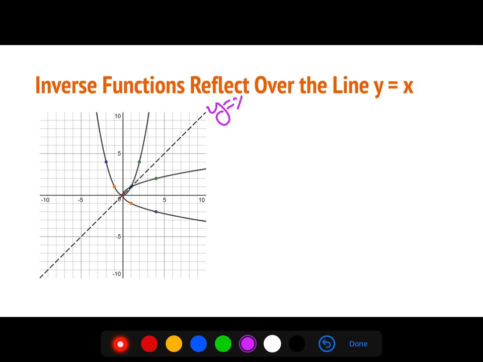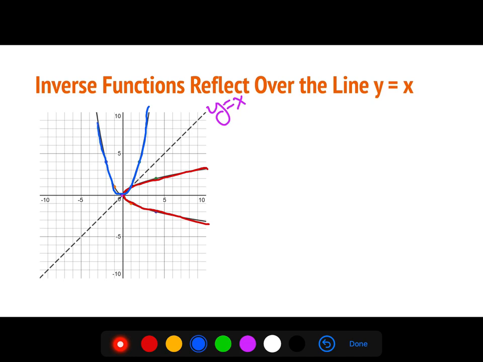And here's the picture. Now, this line right here that's dashed is the line y equals x. That means it goes through (0, 0) and has a slope of 1. So that line is special, and all of our inverses will reflect over it.